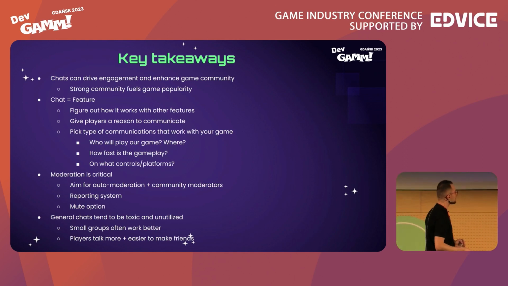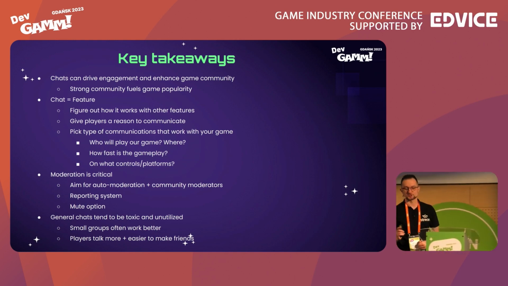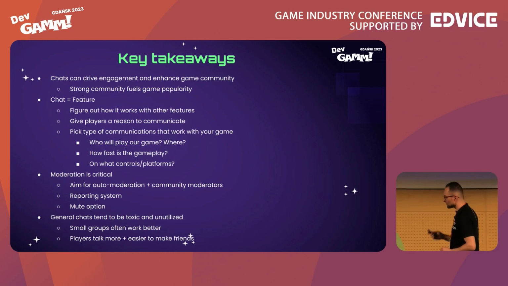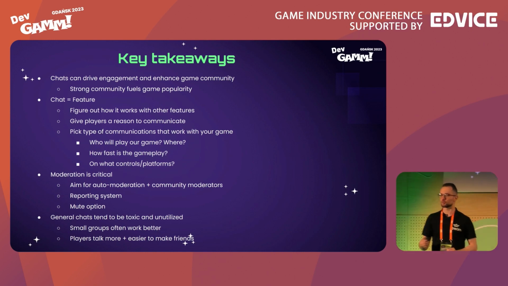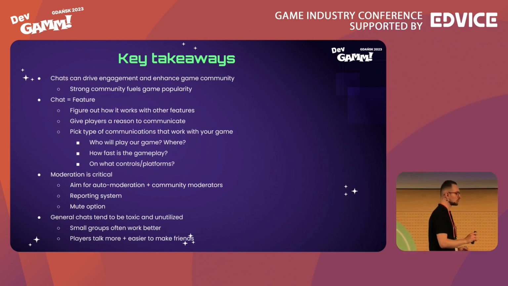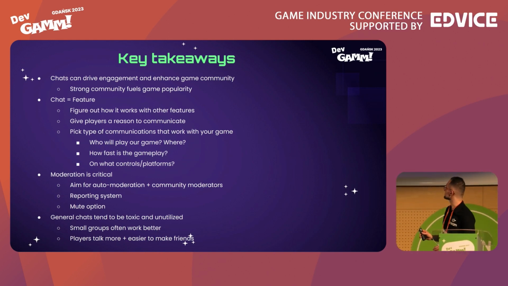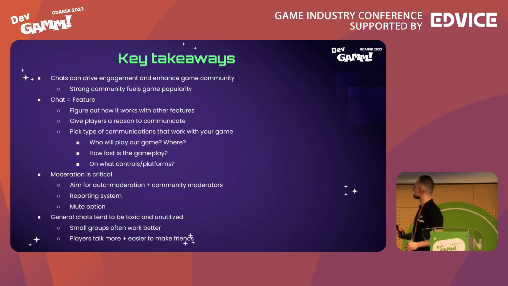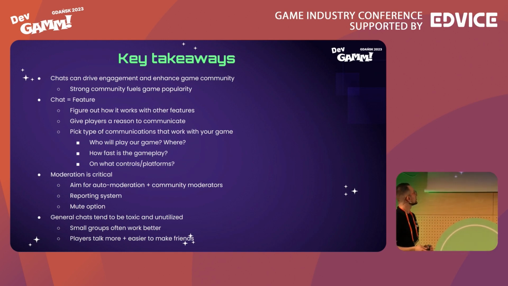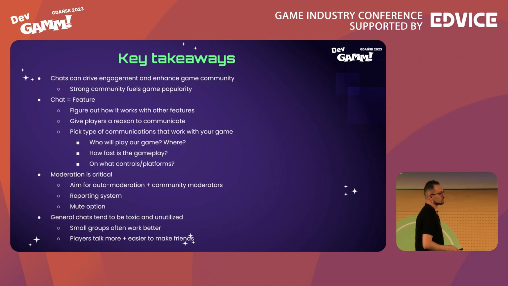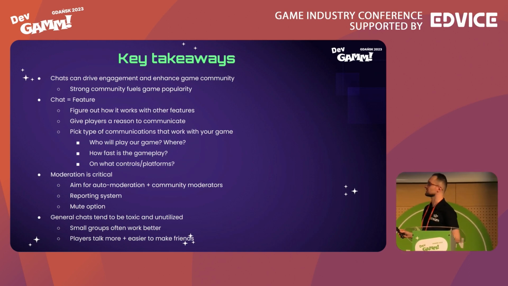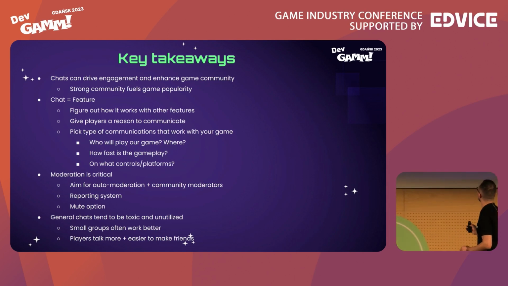Moderation is obviously critical. Try to aim for automatic moderation, because it's usually cheaper. Also, if you properly care about your community, you may find that there are a lot of volunteers that will help you out with the moderation if you give them the right options. You need to have a reporting system and muting options down so that players can shield themselves. Often, general and big public chats don't work really well. They tend to be toxic and unutilized. Try to focus on smaller groups. This usually makes players more socialized and more likely to get friends.